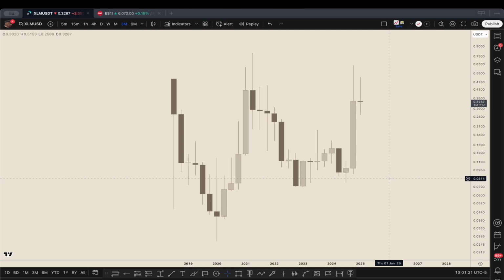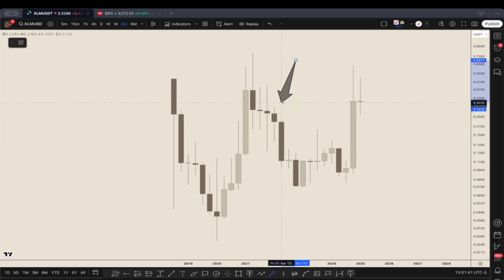So I'm starting out on the 3-month, and I'm looking at XLM using the KuCoin chart. I could have gone to Bitfinex, but I'm just looking for the oldest price action I can get, and both of them went back to 2018, which is fine, okay? So I'm going to start by looking at this area of price action here.